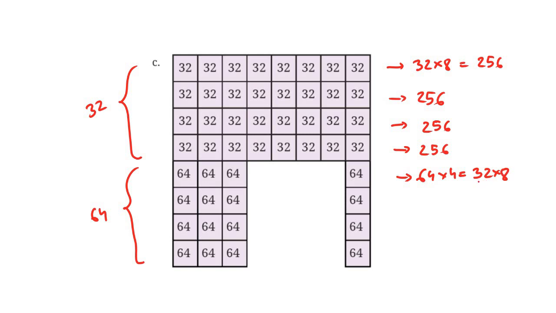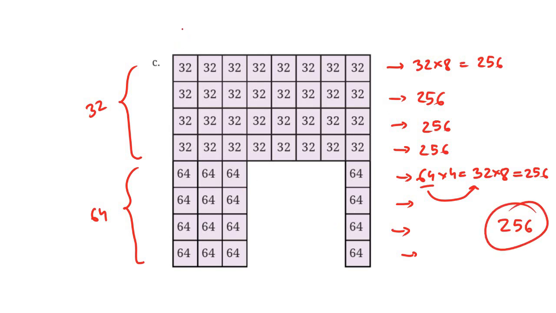Why? Because 32 is basically 64 divided by 2. So you get 32 into 2 into 4, so the result is the same. So basically you have again 256. So each side the numbers is the same, 256 on each, okay. Interesting. However, on this side the numbers will be different.